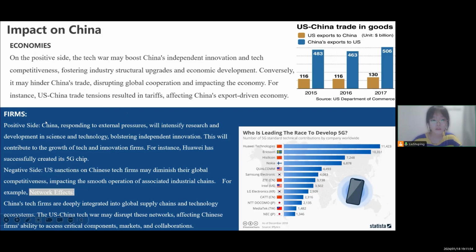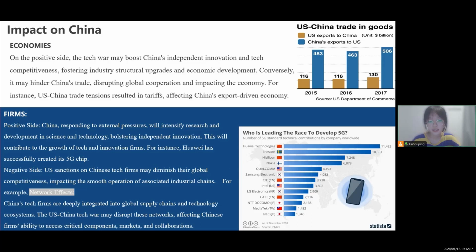Then, in terms of firms, on the positive side, China's response to external pressures will intensify research and development in science and technology, boosting independent innovation. This will contribute to the growth of tech and innovation firms. For example, Huawei has successfully created its 5G chip. This picture can show that.